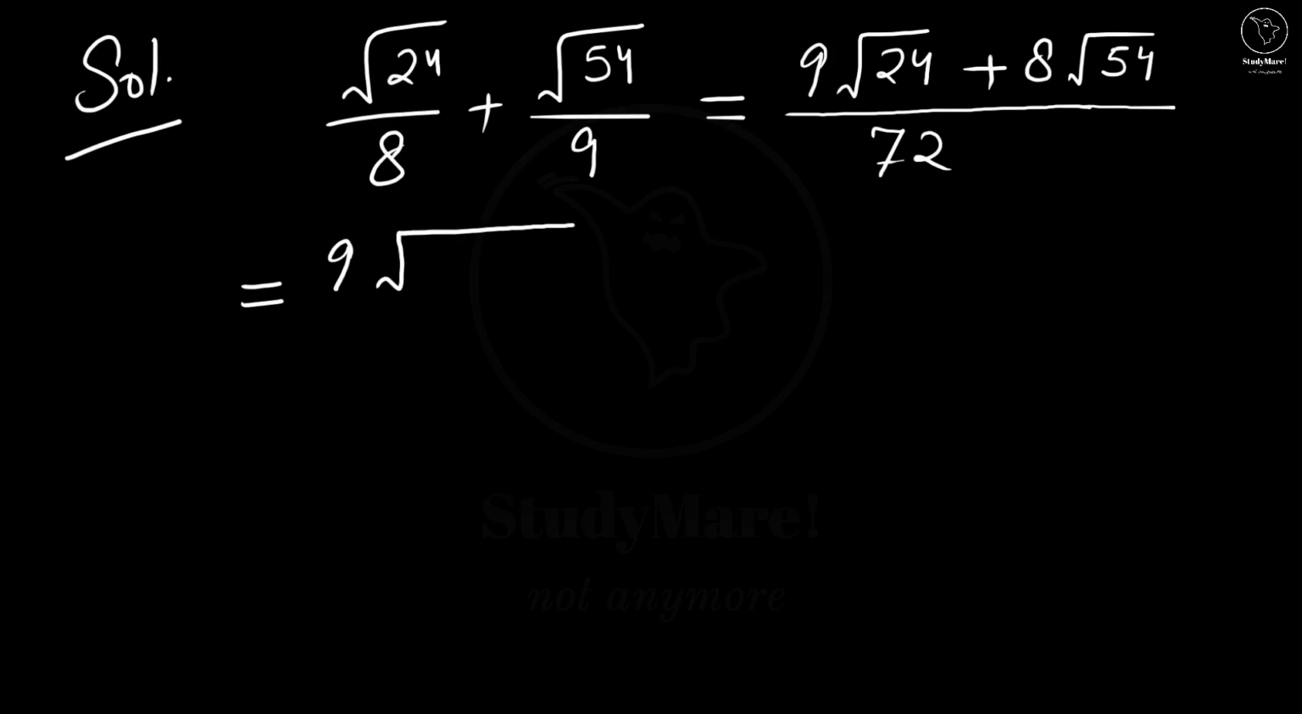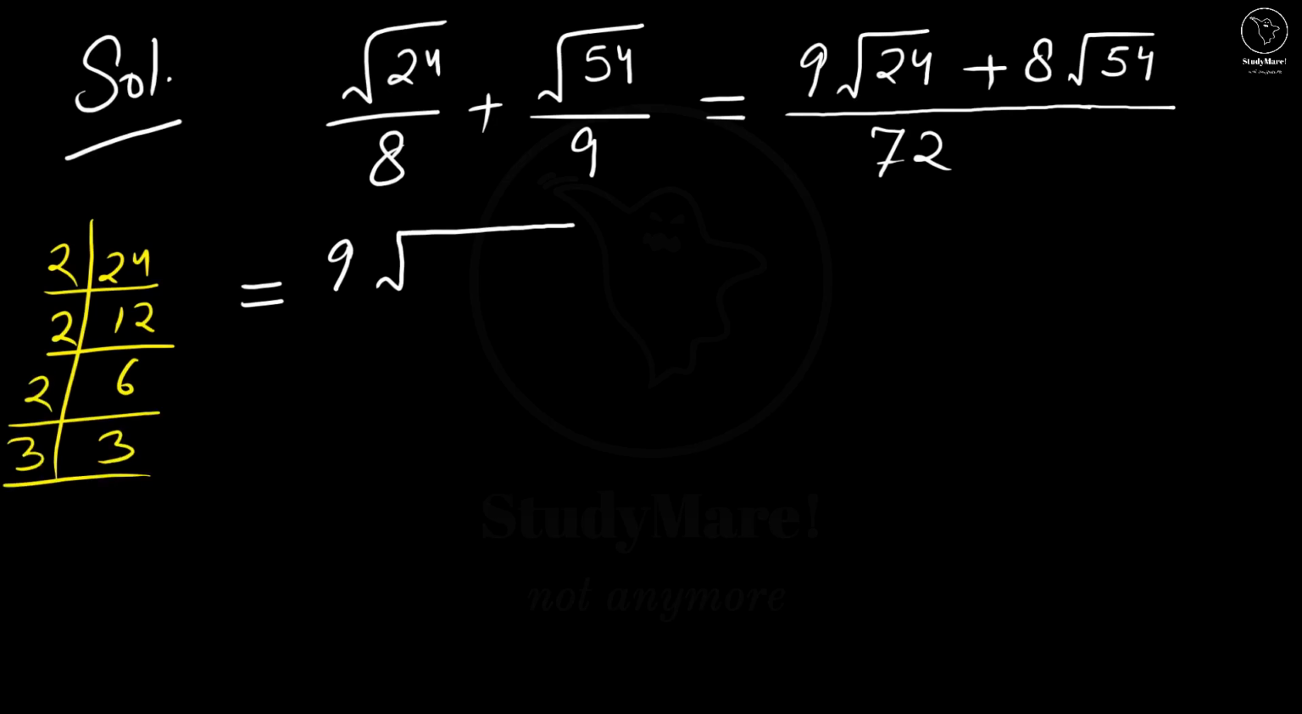Now root of 24, we can find out the factors. 24: 2 1s are 2, 2 2s are 4, 2 6s are 12, 2 3s are 6, 3 1s are 3. So we have 2 to the power 3 into 3 to the power 1, that is simply 3, plus 8 into root of 54.